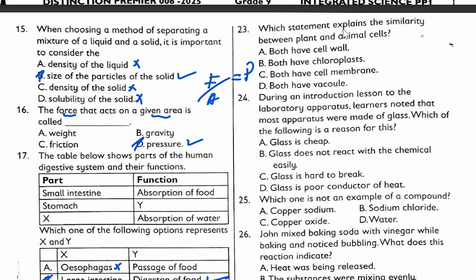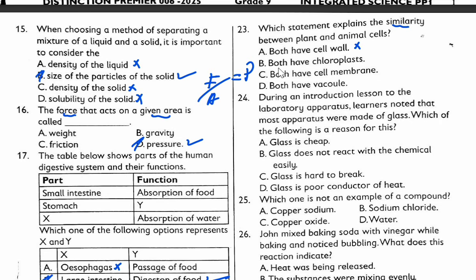Which statement explains the similarity between plant and animal cell? The similarity means it is common in both plant and animal cells. A, both have cell wall. B, both have chloroplast. C, both have cell membrane. D, both have vacuole. So you know that this one is not true. A plant cell has a cell wall, but animal cells lack a cell wall. So when you say both have, that one is not true.